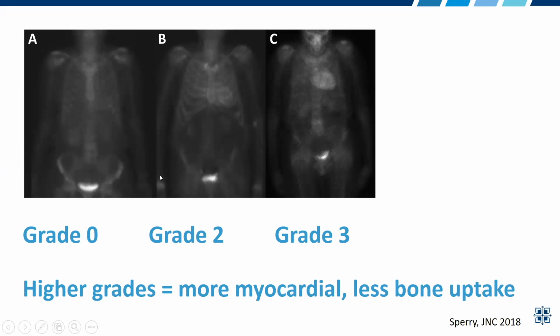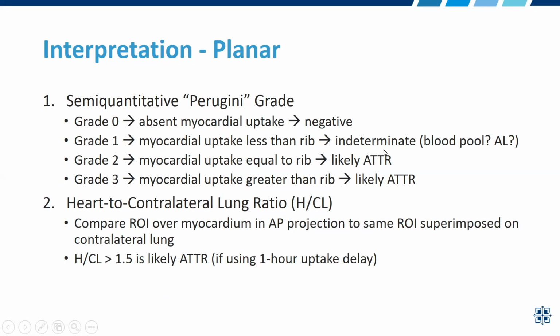Here are some examples of this. Grade 0 on the left. Here's an example of what we call a grade 2, and then grade 3 on the right. Higher grades, in theory, more myocardial uptake, and you see relatively less bony uptake. And then the heart to contralateral lung ratio we talked about.